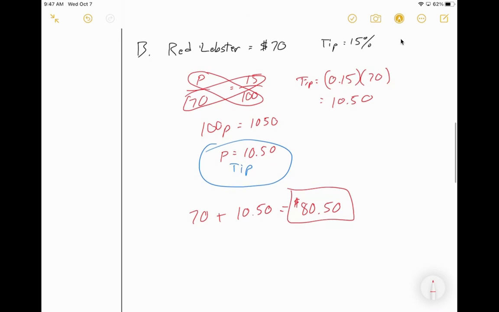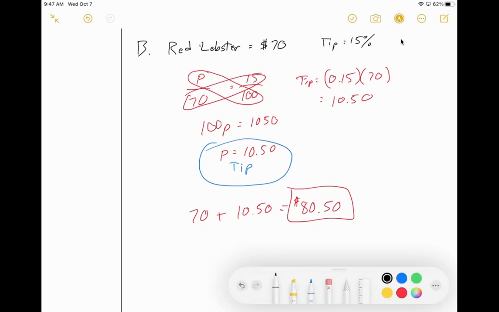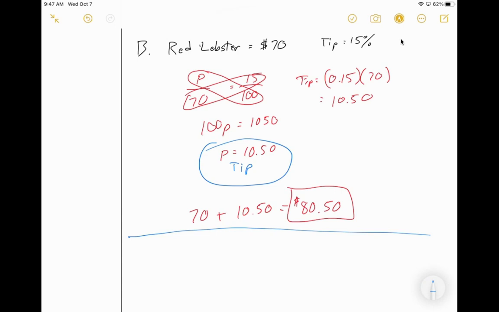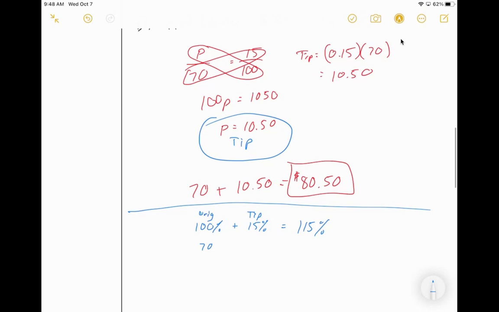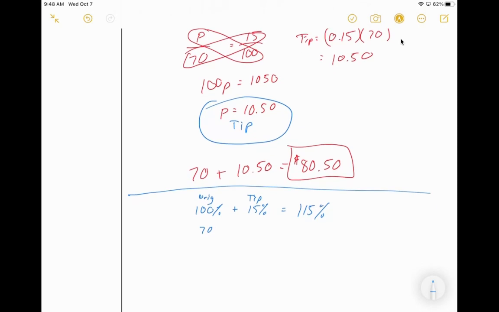Now, if you want to try and do it the faster way, some of you guys are trying to do it that way. Okay, again, tip is 15%. So I know that the whole thing, or the original, is 100%, which is $70, plus the tip, which is 15%. So this is our tip. This is our original. It makes 115%. So what I'm going to do is take that 115% and multiply it by the 70. I'm going to say, okay, 115% is 1.15.